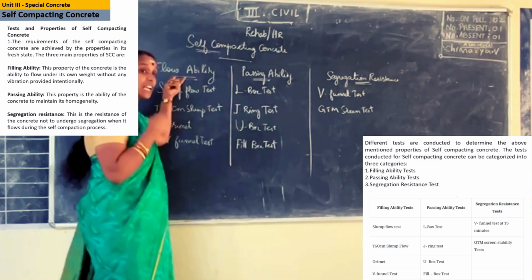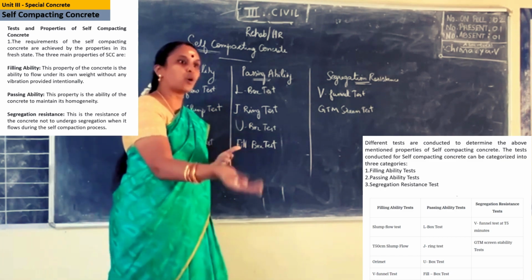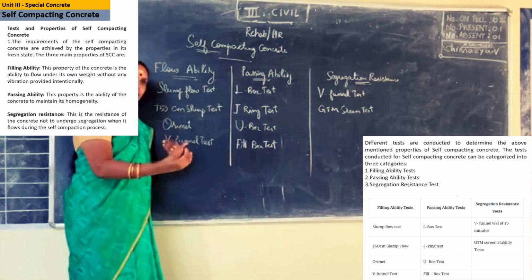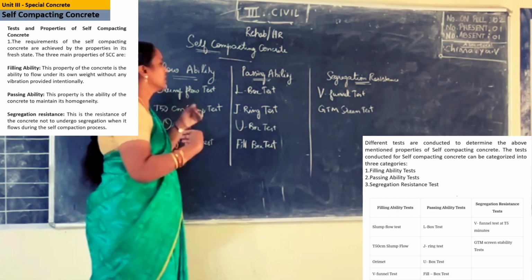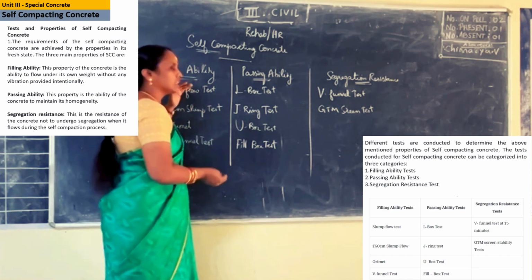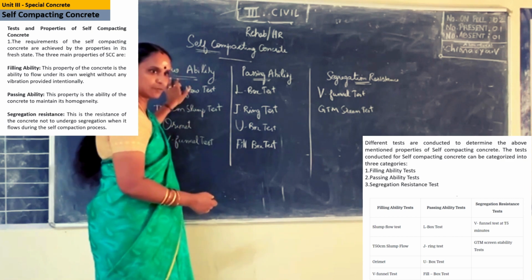That is, if it has good flowability. When you pour water down, it easily flows, right? So without any external vibration or compaction being applied, the concrete should easily flow on its own. That is called flowability.